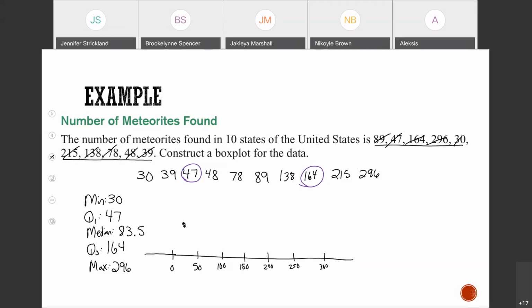And then another one above the 47, and I have to estimate a little bit as to where those points are. And then I've got one at 83.5. 164. And then one at 296. So you draw your 5 points, try it. Mine aren't really that straight across, but you want to be as straight across as possible.